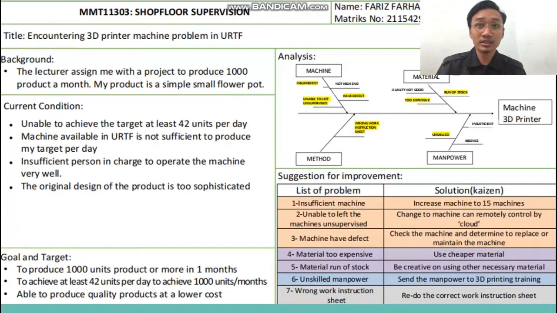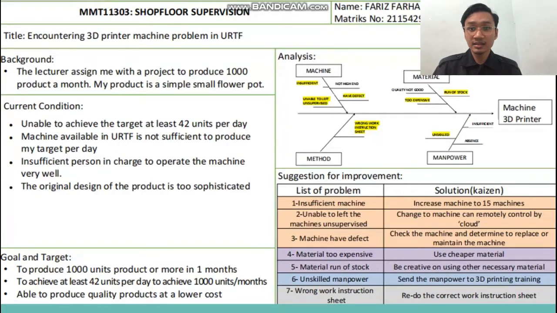The current condition is unable to achieve the target of at least 42 units per day. Machine available in URTF is not sufficient to produce my target per day, and then insufficient person in charge to operate the machine very well. And finally, the original design is too sophisticated.